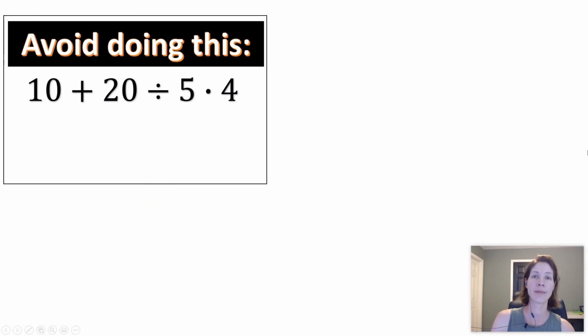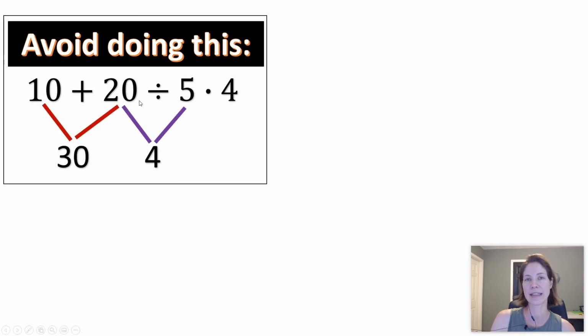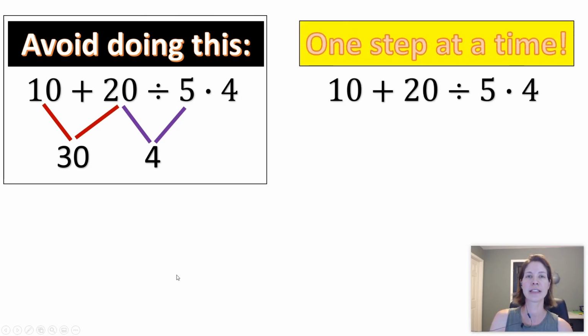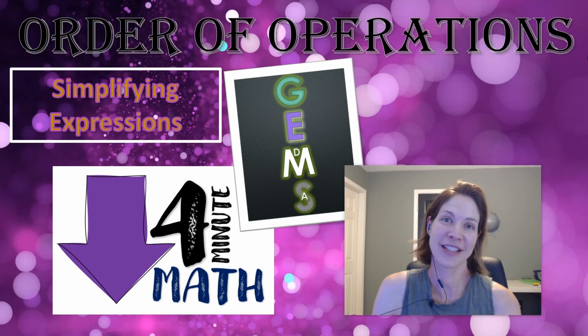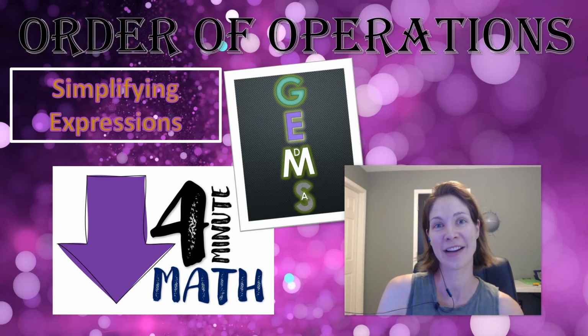Now, I want to point out, please avoid doing this. I see that happen all the time when I'm working with students. This means you've actually applied the 20 twice because it's going with the 10 and the 4, and it's out of order. So when you are solving these, please do one step at a time to avoid computational mistakes. So we would do our division first, and that concludes this order of operations video using the acronym GEMS.